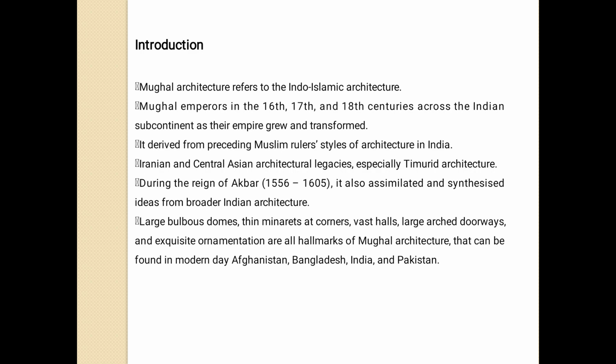It derived from earlier Muslim styles of architecture in India, and from Iranian and Central Asian architecture, especially Timurid architecture. During the reign of Akbar, 1556 to 1605, it also assimilated and synthesized ideas from Hindu Indian architecture. Large bulbous domes, slender minarets, vast halls, large arches, doorways, and delicate ornamentation are all hallmarks of Mughal architecture that can be found in modern-day Afghanistan, Bangladesh, India, and Pakistan.